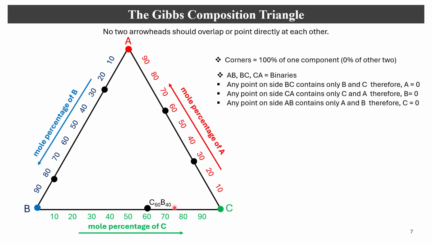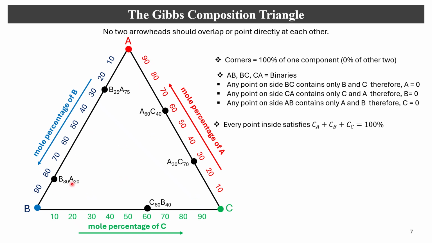That means here A is 0 because this is lying on the BC line. Similar is the case for this point. This is A30 C70, but there is no B because this is lying on the AC line. Similar is the case for this point. And this point should be read as B25 A75, but C is 0 because this is lying on the AB line. Right? This is okay.